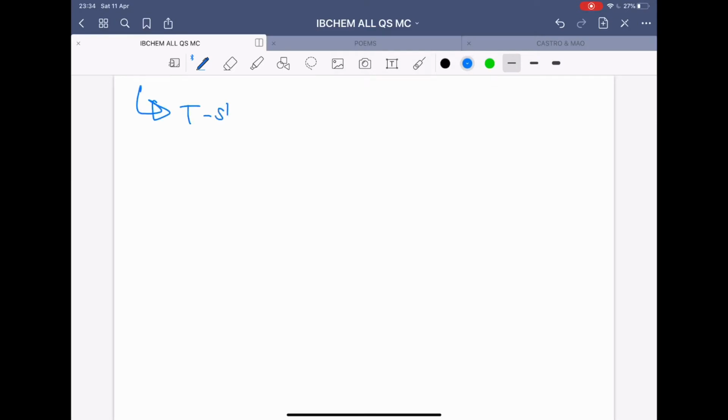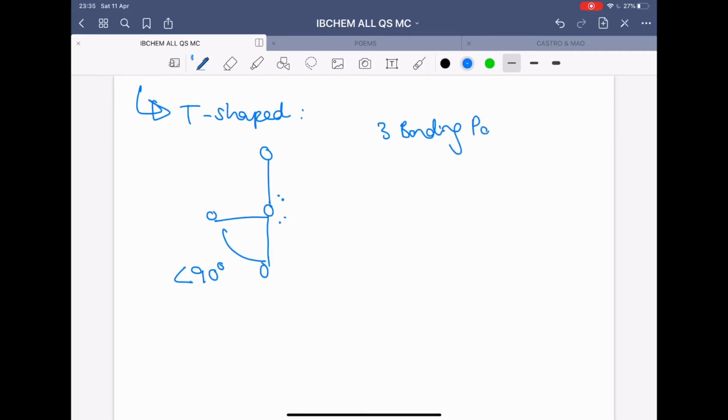So the next trigonal bipyramidal geometry version, let's say, is T-shaped. That's what T-shaped looks like. And you have 2 lone pairs this time. So the bond angle is going to be less than 180 degrees. So we've got 3 bonding pairs of electrons plus 2 lone pairs of electrons. The geometry is going to be trigonal bipyramidal because 3 plus 2 is 5 electron domains. The bond angle is less than 90 degrees.